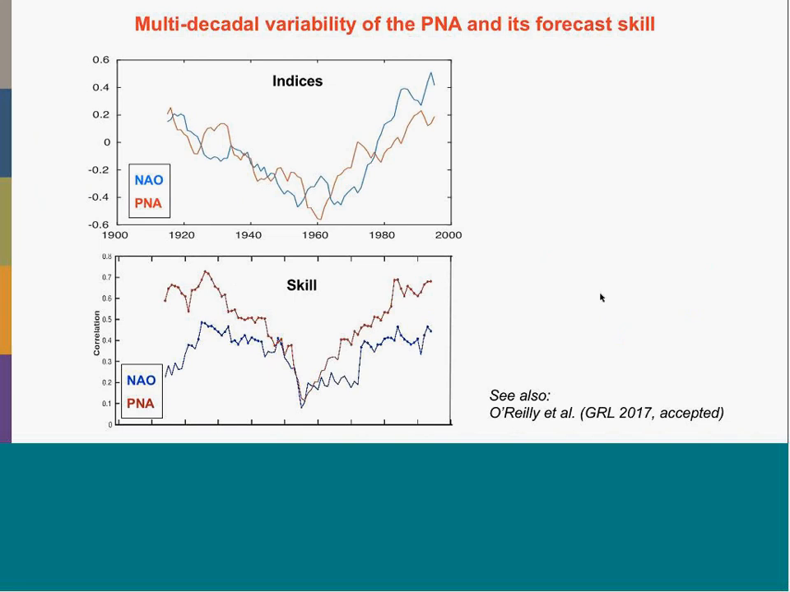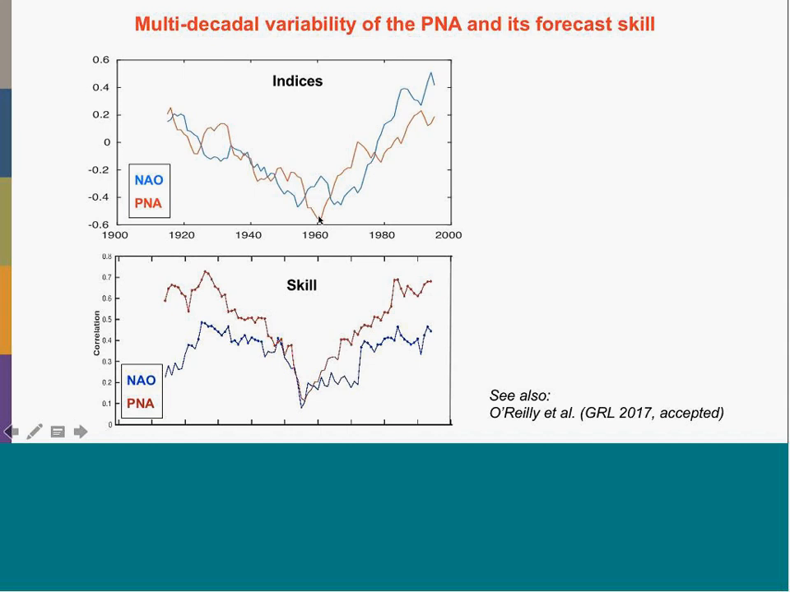And just to mention near the end now, the work of my colleague Chris O'Reilly, and this paper was literally accepted yesterday, I think, in GRL. He looks at the link between the NAO and the PNA in these long hindcasts. Here's an example of how the PNA and NAO co-vary on different timescales. On these very long multi-decadal timescales, they have very similar behavior, with lower values in the middle of the century and a quite strong upward trend here. But on shorter timescales of a few years, they're quite anti-correlated.